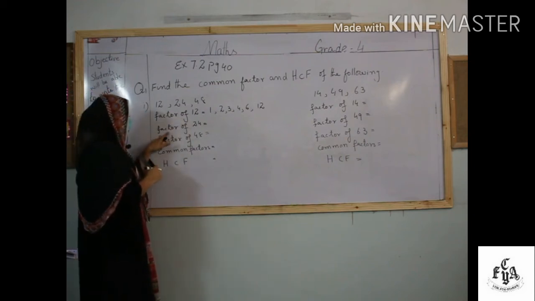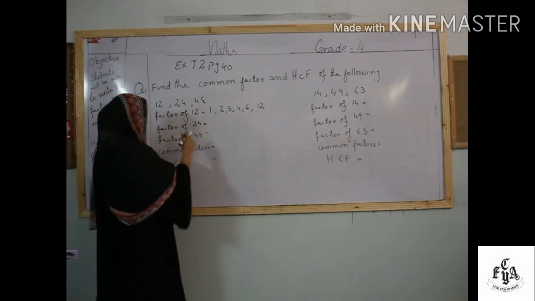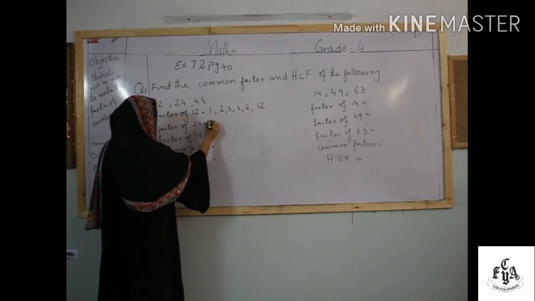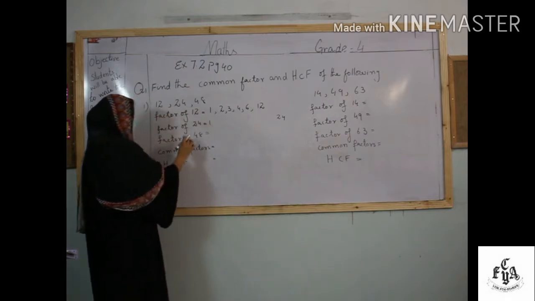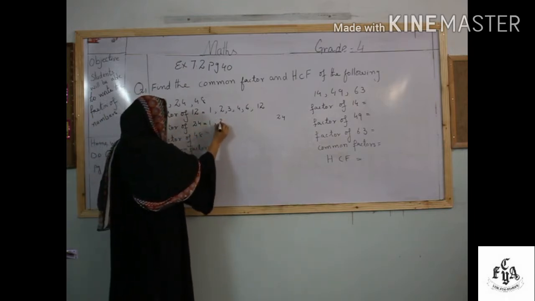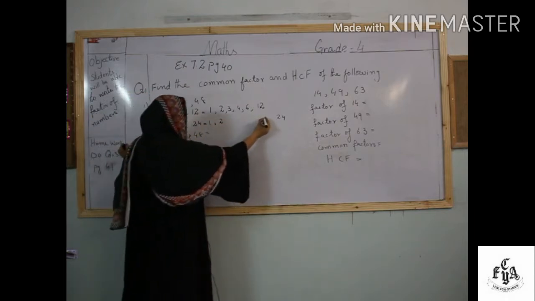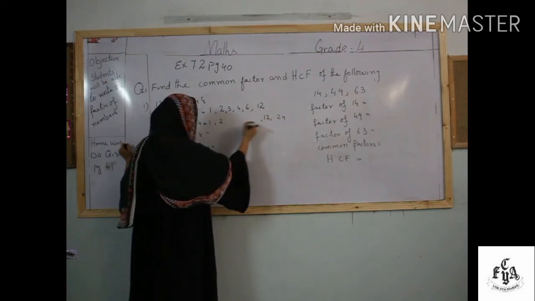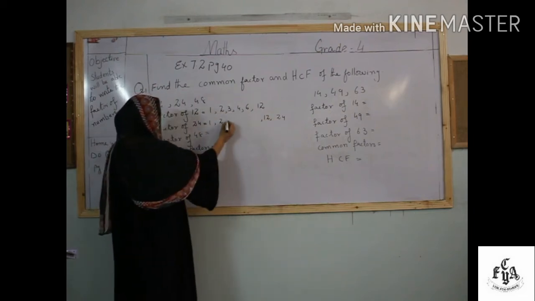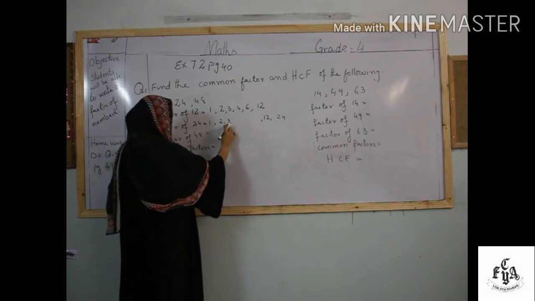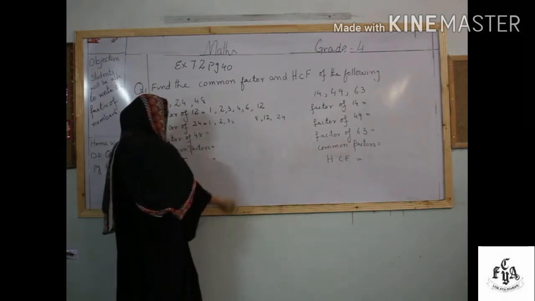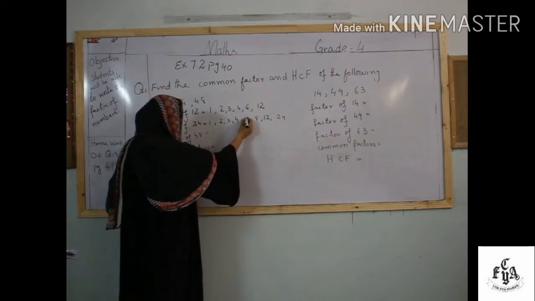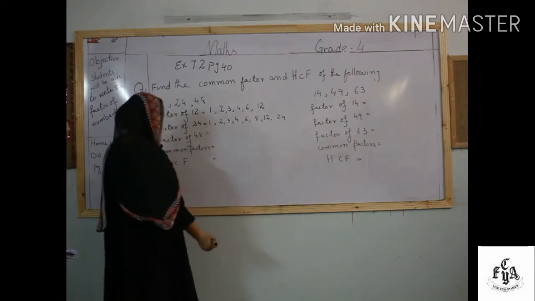Now we will write factor of 24. Even number. 1 24 is 24. In two table 2 12s are 24. In three table where does 24 come? 3 8s are 24. In four table 4 6s are 24.